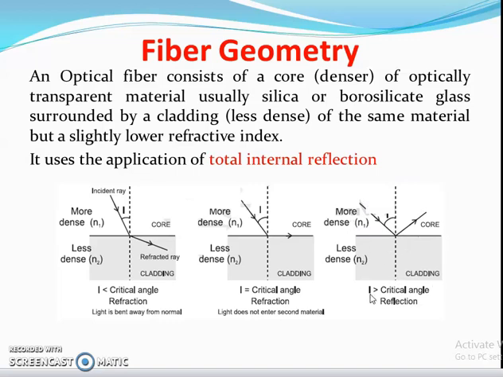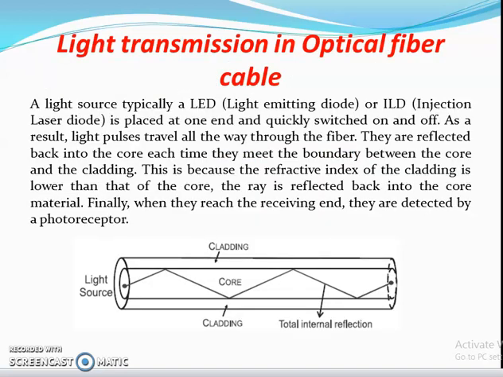It means when the angle of incidence is greater than the critical angle, then the light does not pass through the cladding, but it is reflected at the boundary of the core and cladding back towards the core part. So this is the geometry of the fiber optics. This is the way fiber optics works. This is the core through which the light passes.